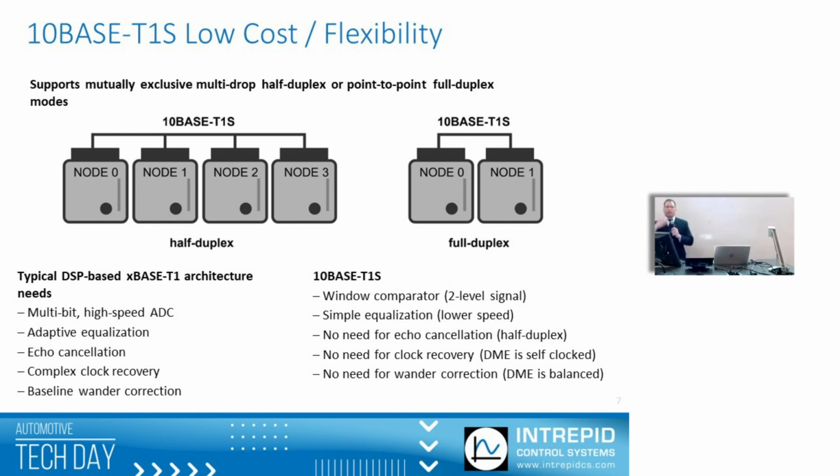So these higher end PHYs at the higher speed grades are very complex inside, and that leads to power consumption and heat issues as well. So when we move to 10BASE-T1S, it's a really simple system. All you need is a window comparator, 2-level signals, because we're just looking at transitions. The clock recovery doesn't matter. DME is self-clocking, it's balanced. There's no wander correction because there are always transitions happening on the network. And it's a simple 1 and 0. It's just a 2-state network, whereas the other types of automotive Ethernet might have 3 or 4 different states, different logic levels.